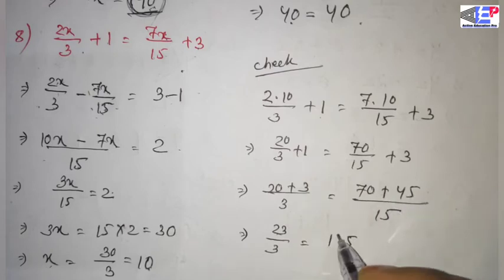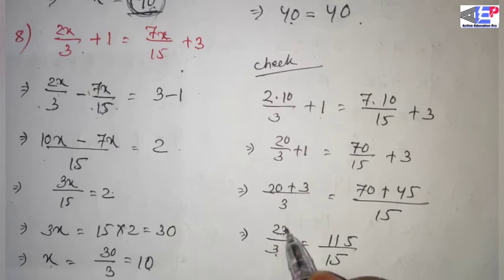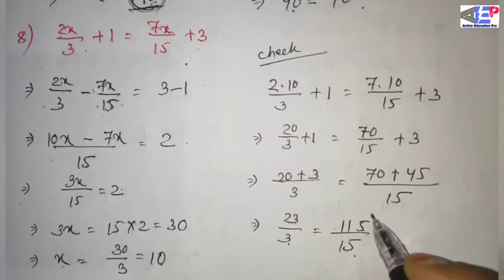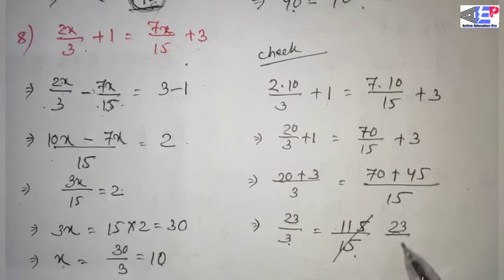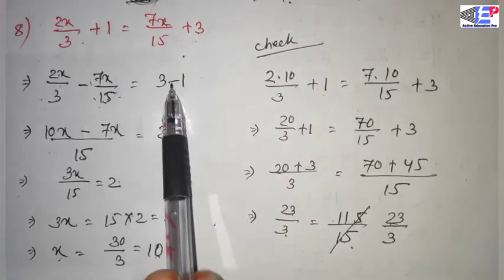5, 7, 11, 15. Here 23 is a prime number and 3 is also a prime number, so it cannot be cancelled by any number. But here this 115 and 15 both are cancelled by 5. By cancelling it, it will become 23 by 3. So now LHS is equal to RHS. So the value of x is 10 for this equation.